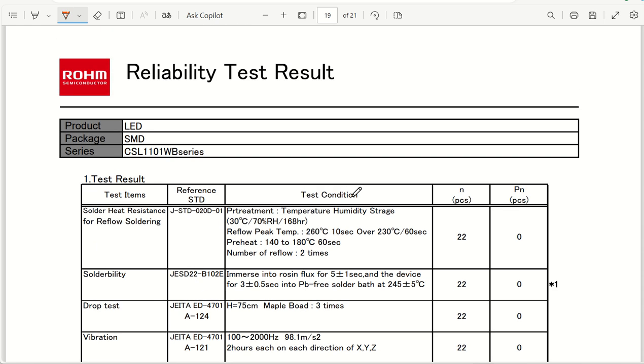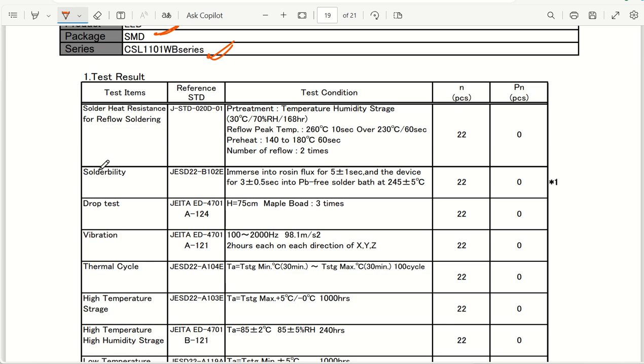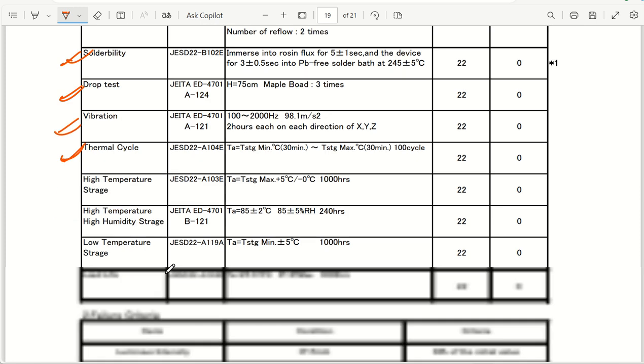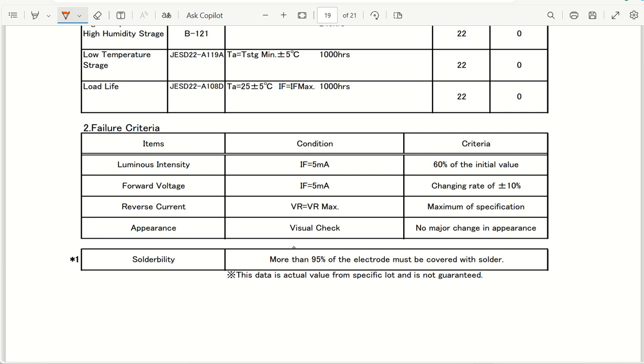Now coming back to some of the reliability data that is also provided by the manufacturer. This is the product, this is the SMD type, and this is the product series, and they have given you some of the reliability data: how many pieces are tested, and what is the solderability, the drop test, the vibration test, the thermal cycle, high temperature storage, load life, everything.